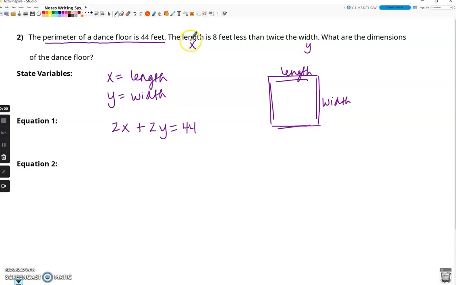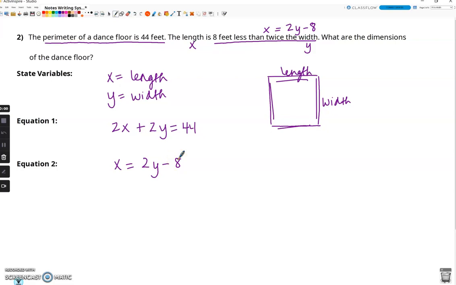Okay, now the next part: the length is 8 feet less than twice the width. Well, twice the width would be 2y, but I want 8 feet less than that, so it'd be minus 8, but that's saying the length is. So x equals 2y minus 8. And again, you don't have to solve this system. You just have to go ahead and write it.